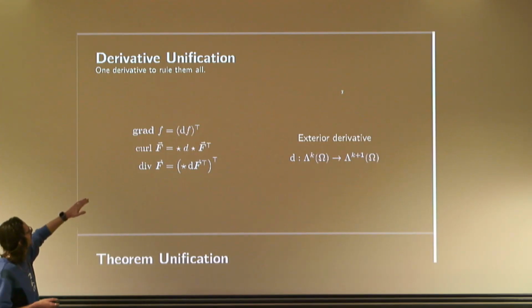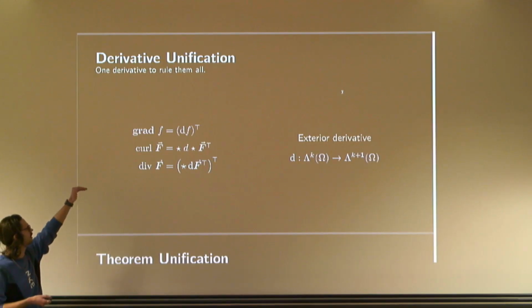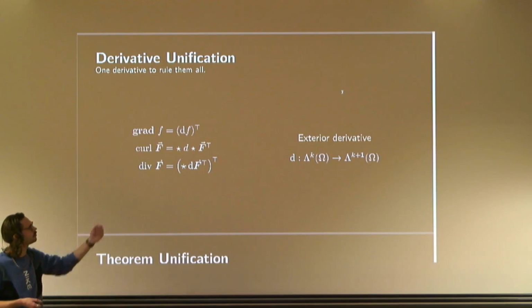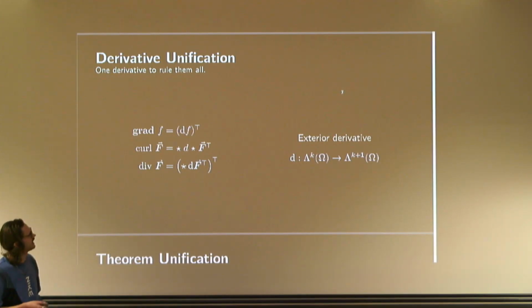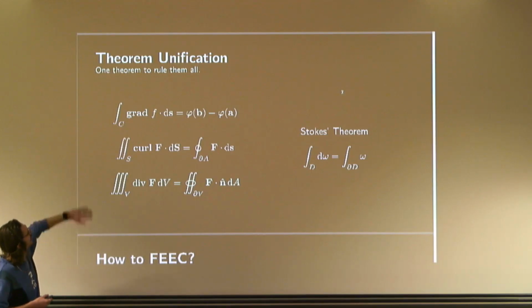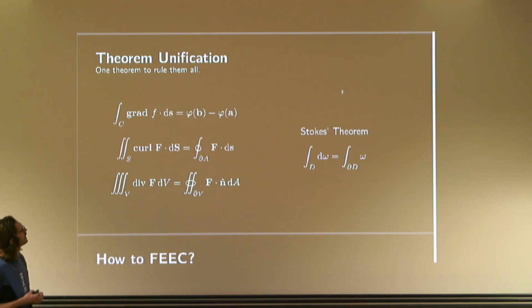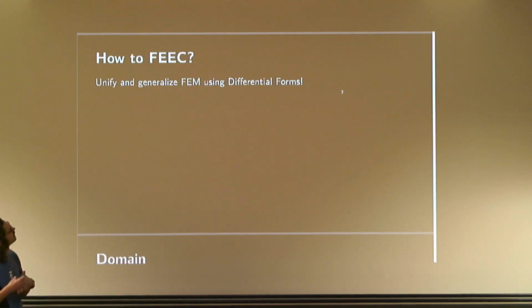We can also unify the different kinds of derivatives we have in vector calculus. The gradient, the curl, and the divergence can all be expressed using this exterior derivative. And yeah, this unifies it. And now, combining both the unified integrals and the unified derivatives, we can unify all the major theorems from calculus 2 into Stokes' theorem.